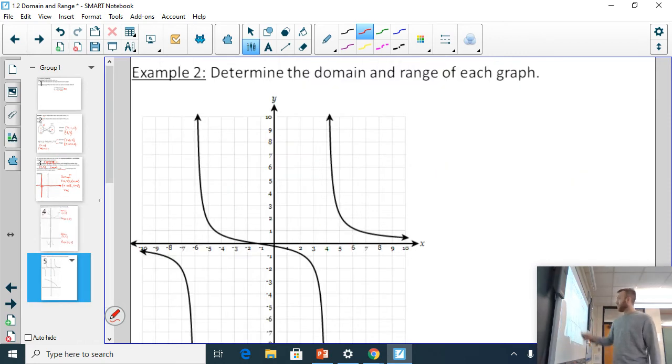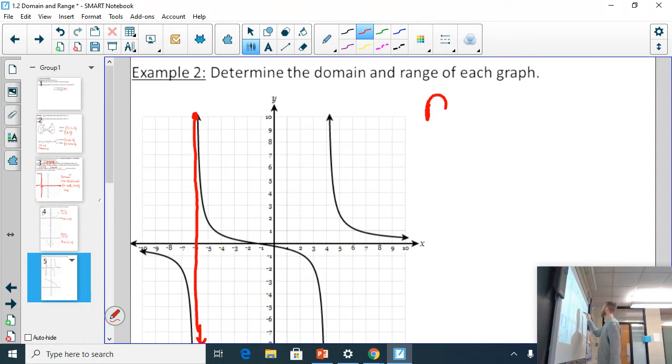Now, determine the domain and range of these graphs. So this one gets a little complicated, right? If we were to do interval notation, we kind of have that thing earlier where, look, again at -6, where we never really touch -6, do we? We just get really close on the x's. So let's look at the domain first.